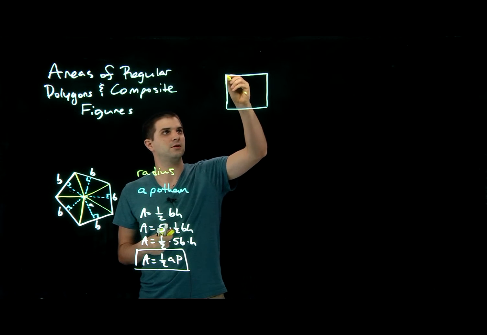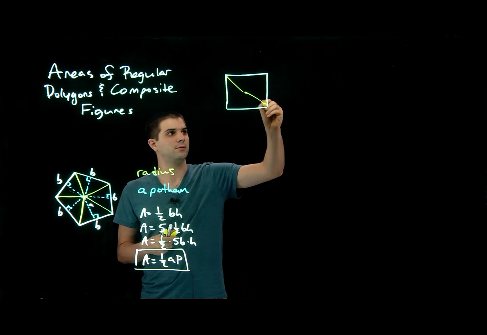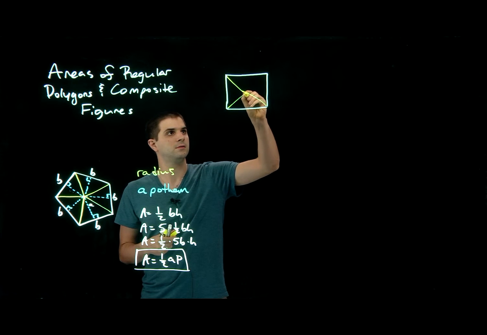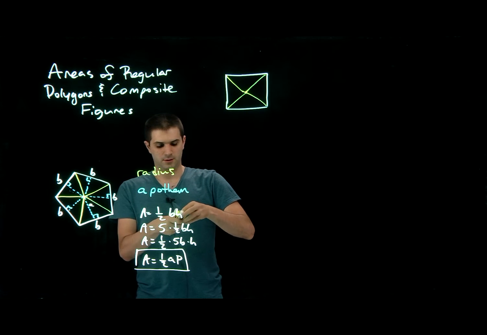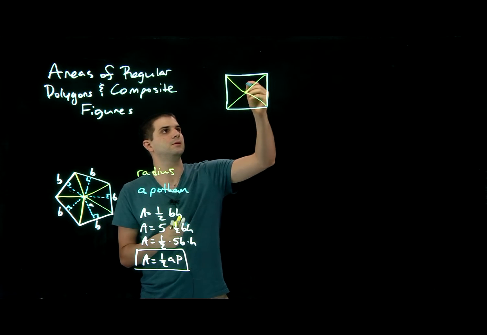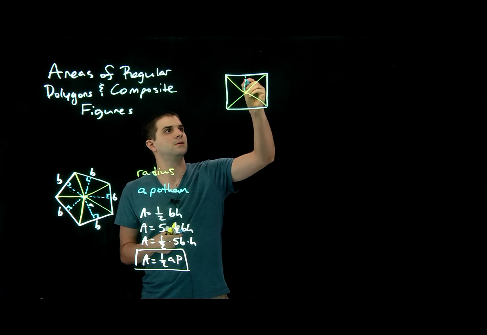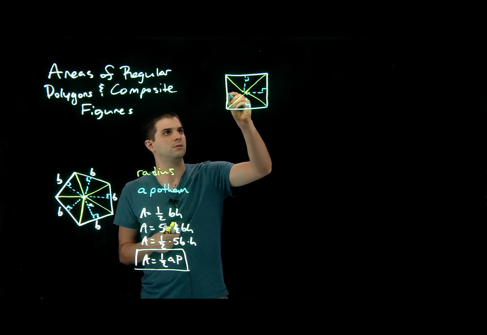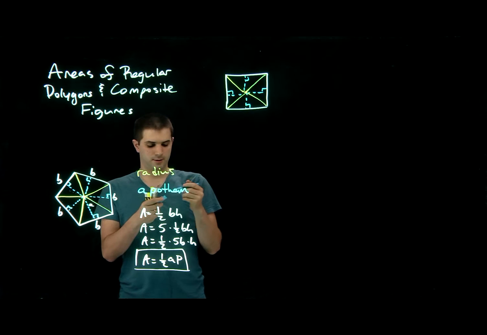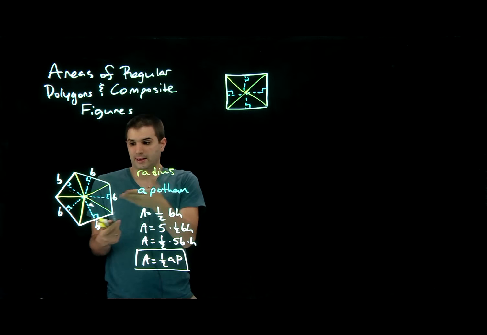So we have a center, we have radii, and then we have apothems. You can see there are four apothems, 4 radii, just like here.